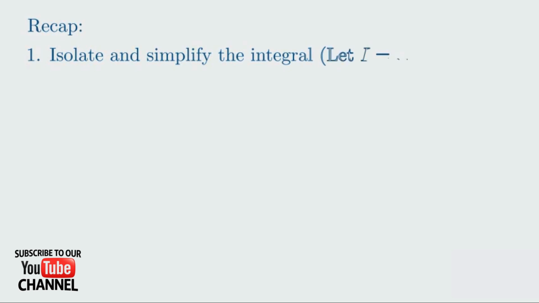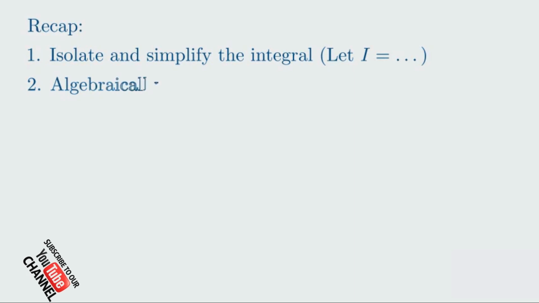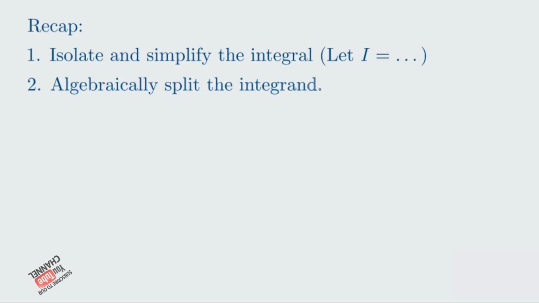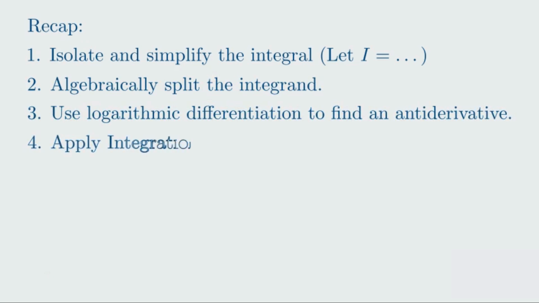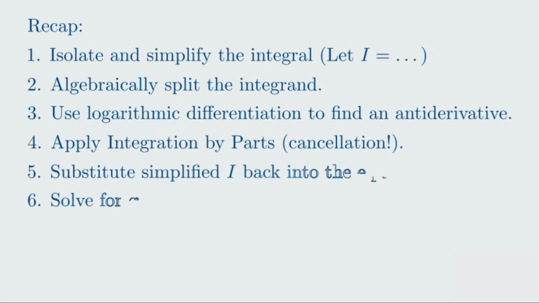Let's quickly recap what we did to solve this problem. First, we identified the key challenge, the integral. We isolated it and focused on simplifying it. Second, we used algebraic manipulation to break the integrand into two parts, which set us up perfectly for integration by parts. Third, we recognized a substitution opportunity within the second integral, which allowed us to find its exact antiderivative. Fourth, we applied integration by parts, and due to our clever setup, a cancellation occurred, simplifying the integral dramatically. Finally, we substituted the simplified integral back into the original equation and solved the resulting algebraic equation.